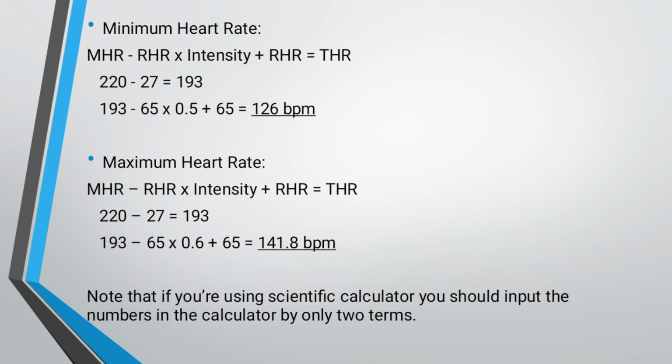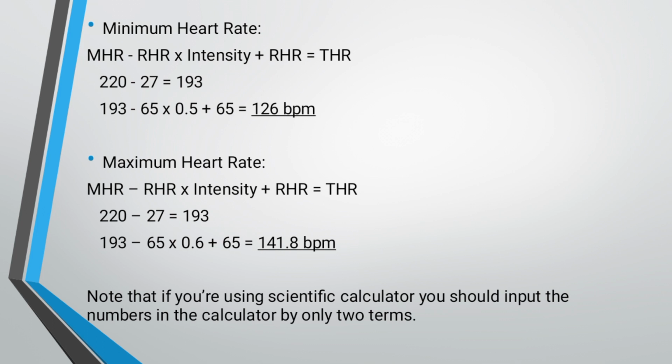So we move the point to the left by 2. So 0.5 plus 65 is equal to 126 bpm, beats per minute. Maximum heart rate.